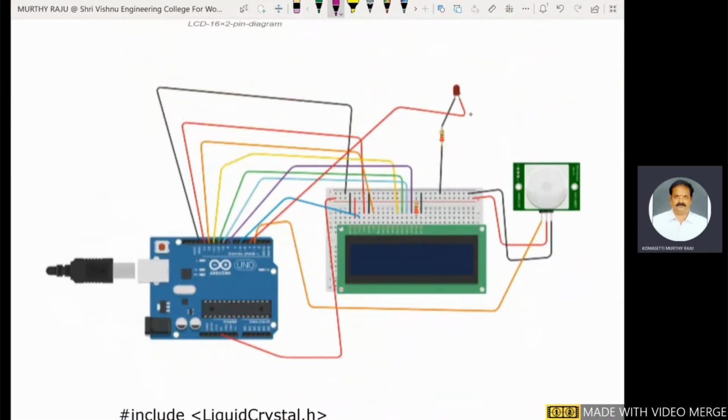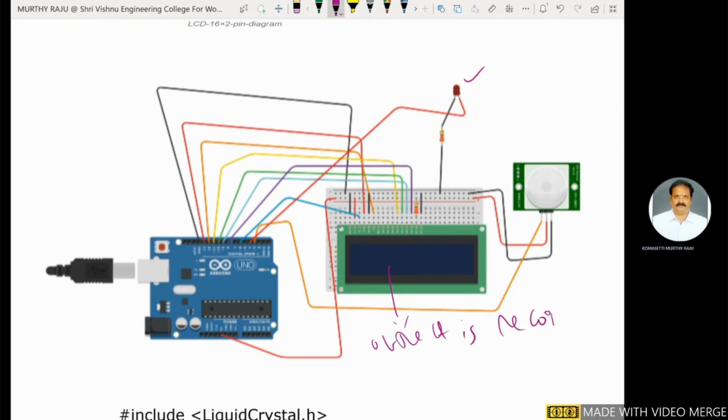And the LED is also connected. Whenever a living object having some temperature enters the sensing region of the PIR sensor, the sensor pin is high. The LED is on. On the screen, the object is recognized. Another important thing: in the serial monitor, the value indication is 1.